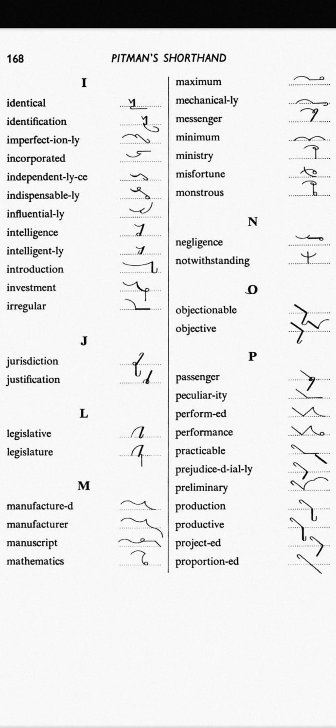P stroke R hook on the line, D stroke shun hook through the line for production. P stroke with R hook on the line, D stroke with V hook through the line for productive. P stroke with R hook on the line, J stroke through the line for project or projected. P stroke with R hook on the line, another P stroke through the line for proportion or proportioned.